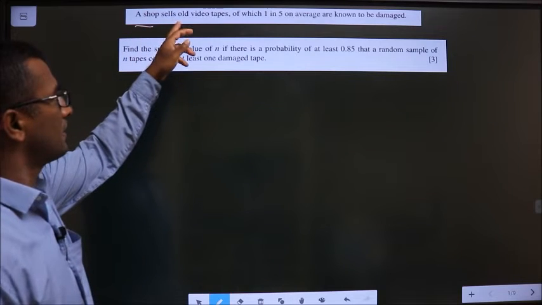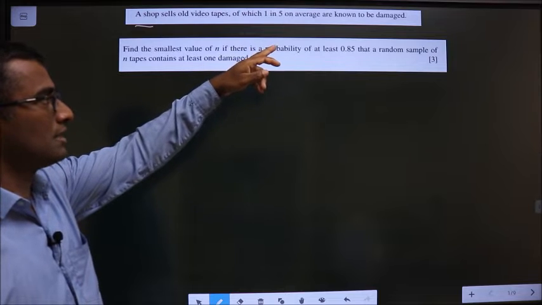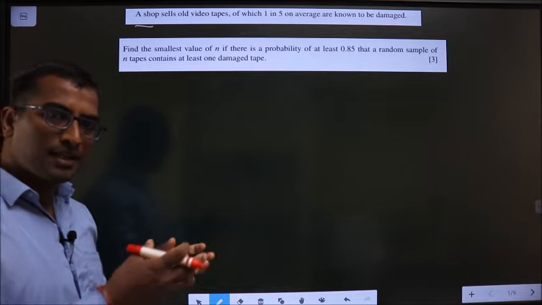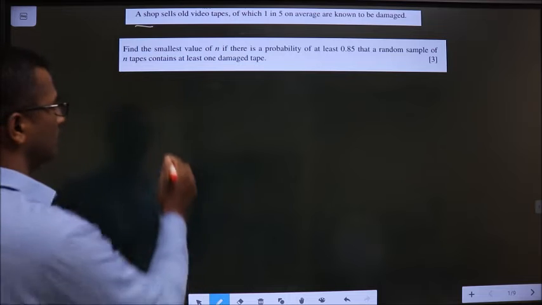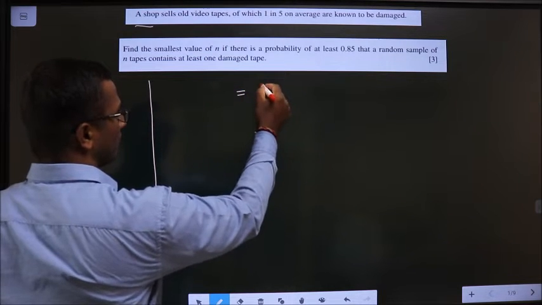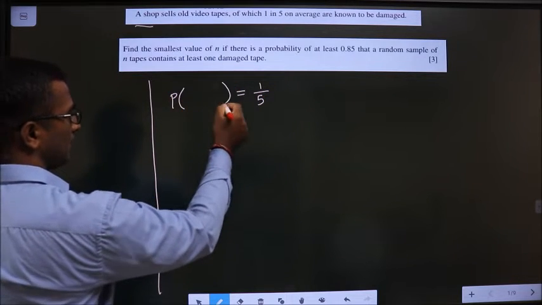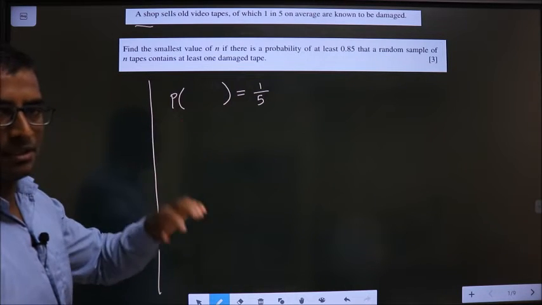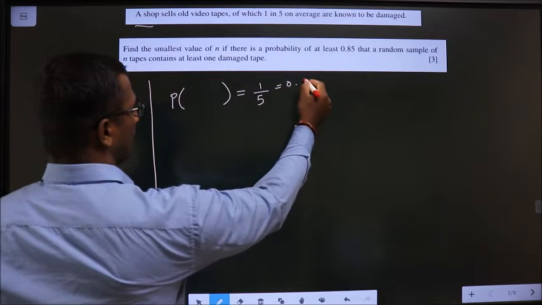A shop sells old videotapes of which 1 in 5 on average are known to be damaged. See man, how do I make the given sentence into useful information? He said damaged are 1 in 5. So 1 by 5 is nothing but your probability of damaged goods. Clear? In this way I convert the statement into useful information. So 1 by 5 is nothing but 0.2, let us say.